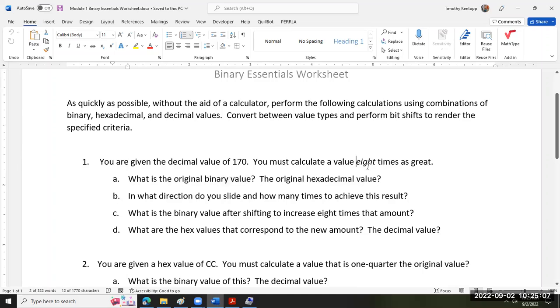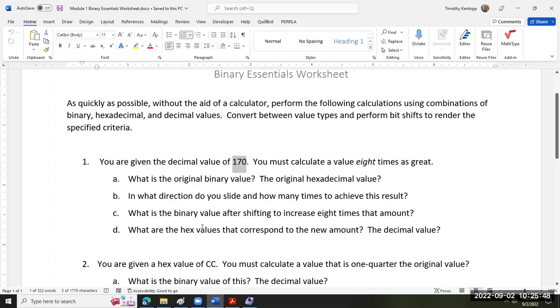So 8 times is great. If I'm moving to the left, I'm increasing the value by factors of 2. 2, 4, 8, 16, 32, 64. Does everybody get what I'm saying here? So how many places am I shifting? 2 to the first, 2 to the second. 2 to the second is 4 times as great. 2 to the third is 8 times as great. So I'm shifting 3 times to the left because 2 to the third is 8, right? So I get the original value of 170, right?